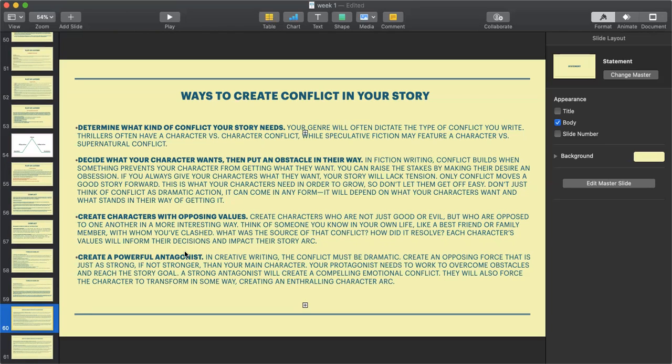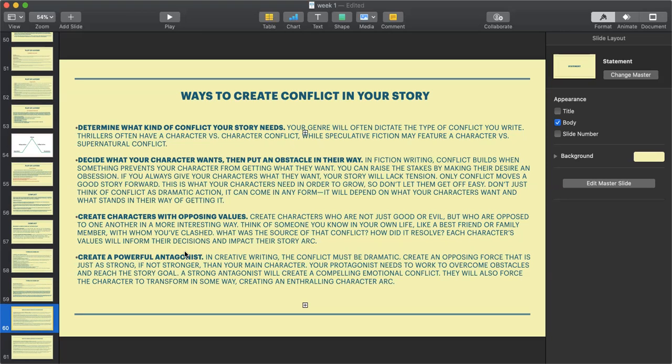Put an obstacle in the way. He can't marry her because she is not liking him, or there is another person, or that girl is already engaged to someone, or the guy is too poor and the girl is too rich, whatever, right? Or the girl's father does not like that guy. So put an obstacle in the way and show how the character will overcome those obstacles to reach his goal.